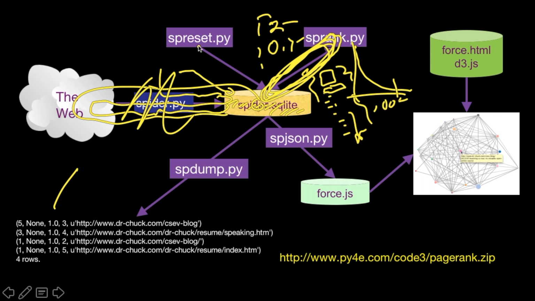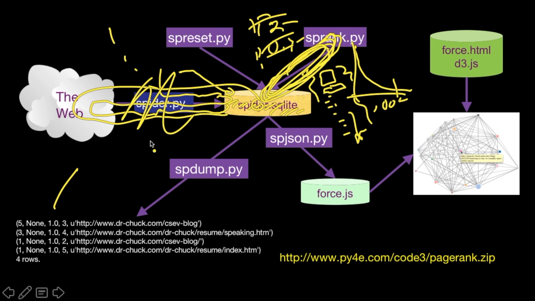Now there's this one program called SP Reset, which sets all the pages back to 1, so you can start this over. So if you were to spider for a while, run SP Rank for a while, play around, and then you wanted to spider some more and start it over, you could say, let's start the PageRank completely over. Or you could simply take the new pages and watch it adapt. Either way, this is just a way to reset all the pages to have their initial value of a goodness of 1.0.